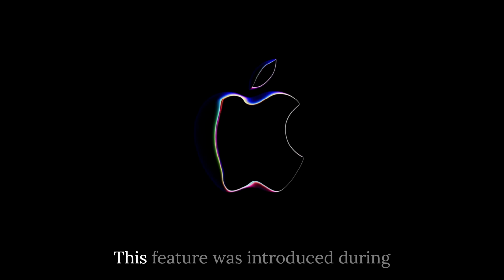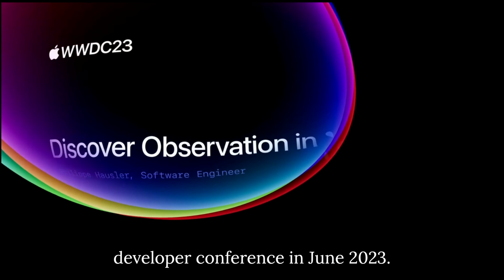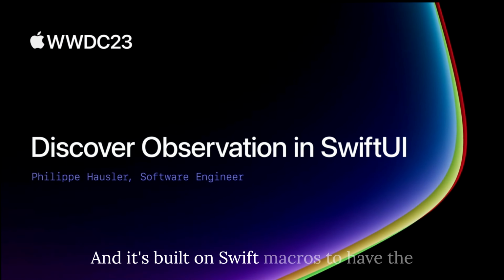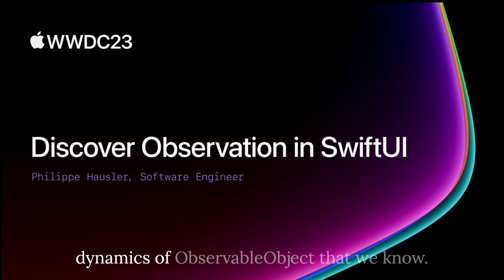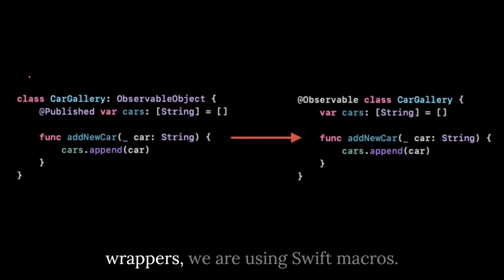Hey guys, in this video, I want to talk about the Observation feature in SwiftUI. This feature was introduced during the developer conference in June 2023, and it's built on Swift macros to have the dynamics of the ObservableObject that we know. But instead of protocols and property wrappers, we are using Swift macros.